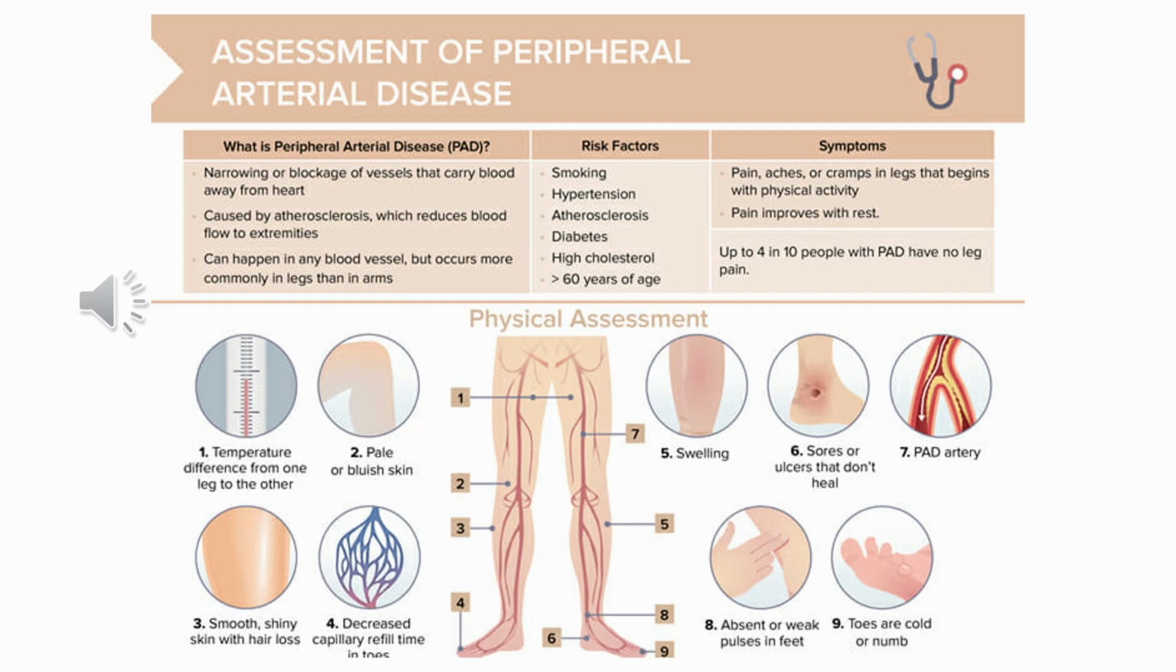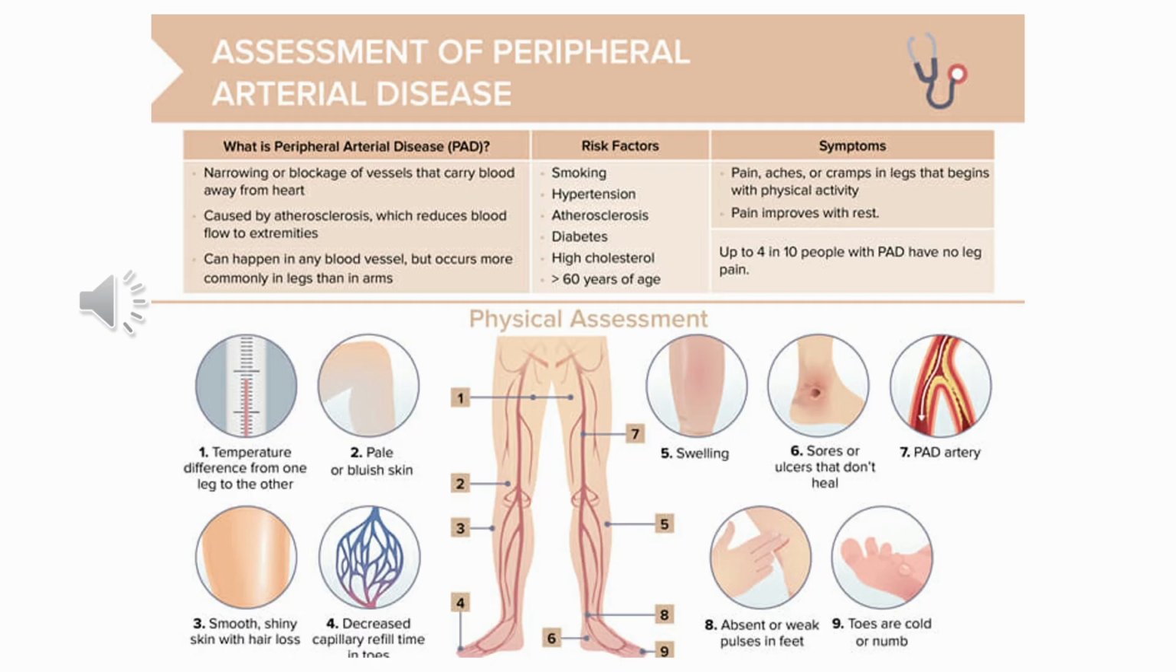So now let's talk about the risk factors. Smoking, high blood pressure, atherosclerosis, diabetes, high cholesterol, and an advanced age, especially over 60. Our symptoms of PAD typically involve pain. Again, that intermittent claudication, where the patient gets pain with exercise or movement, and then that pain goes away once they rest. However, up to 4 in 10 people may not have any sort of leg pain, but this is still a very critical assessment. And again, just kind of shows how any sort of physical assessment is very important for diagnosis.